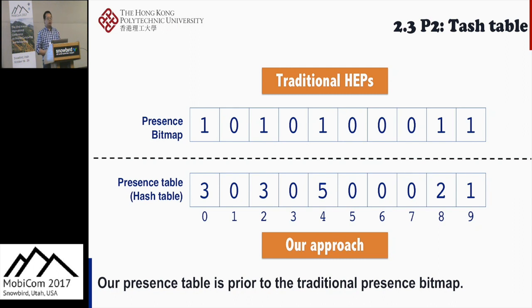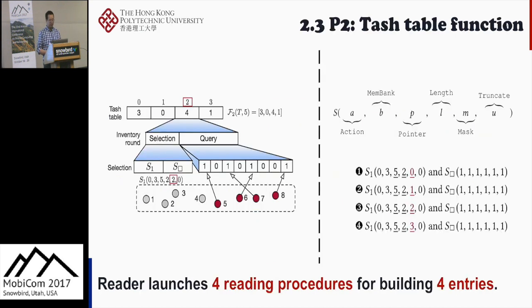The traditional HEAP output produces a presence bitmap. Actually, our approach can produce a presence table. In each entry, the number indicates how many tags hashed into this entry. Of course, we can easily convert our hash table to the presence bitmap.